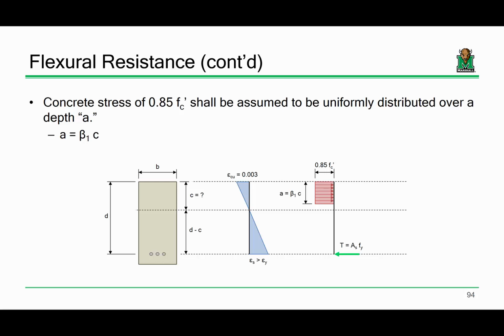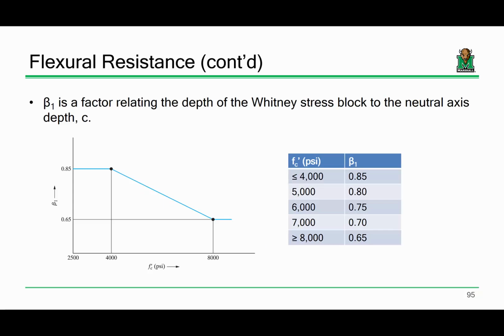Now, this is a point where students can get a little confused, so I really want you to pay attention, okay? The stress in the stress block is always 0.85 FC prime, okay? It is always 0.85 FC prime. This depth, however, can change, beta 1 changes. And here's what I mean by that. If you look at beta 1 values, anytime that you have an FC prime that's 4 KSI or less, beta 1 is 0.85, okay? But as FC prime gets larger, beta 1 gets smaller.